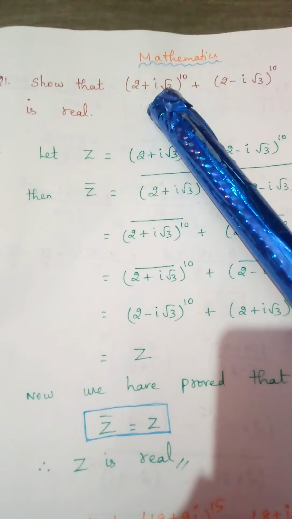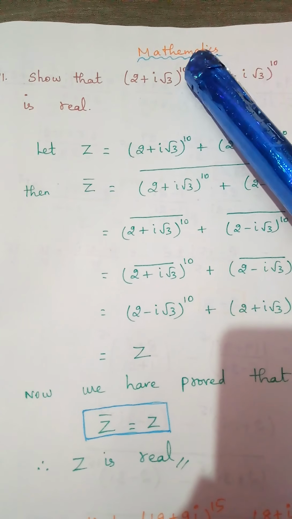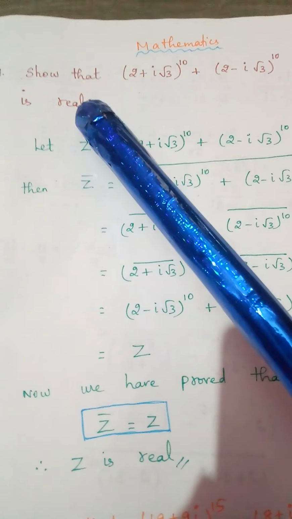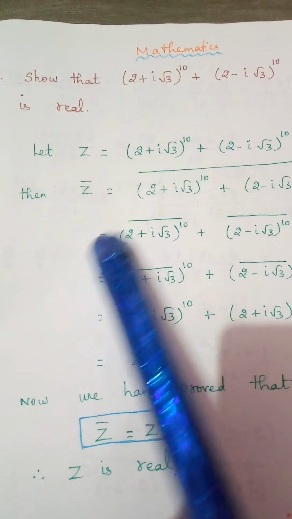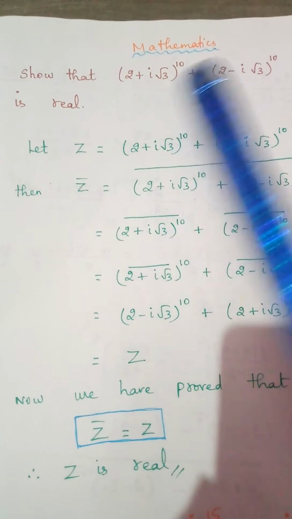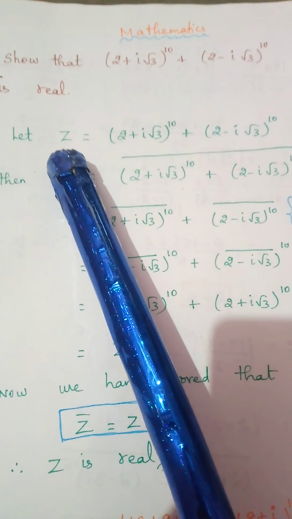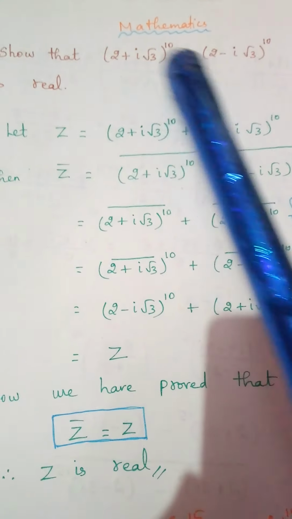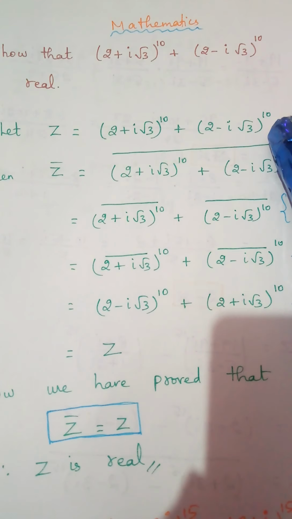But if we see, there is an imaginary part here, and here also there is an imaginary part, but the power is 10. Actually, we need to prove that if we simplify this, the answer is purely real. That is what the question is. So what we are going to do is take the given entire expression as Z. Hope you can see properly now. Z is equal to the given question.